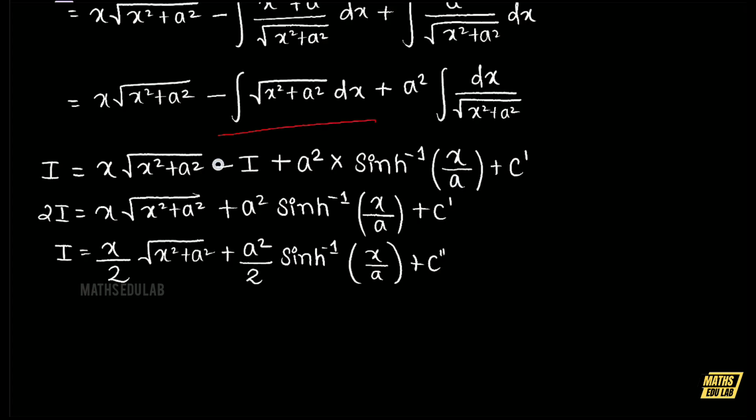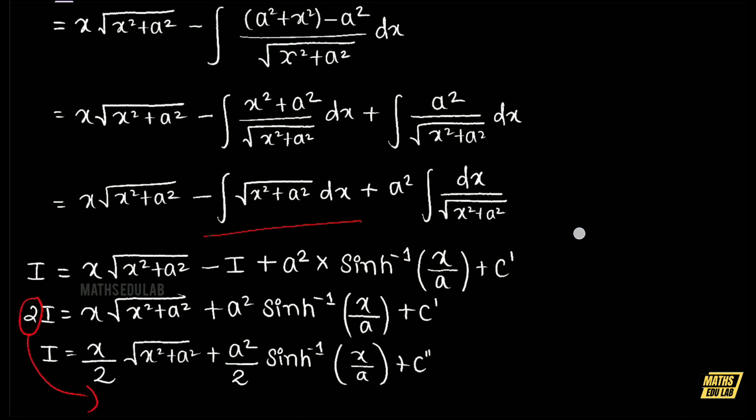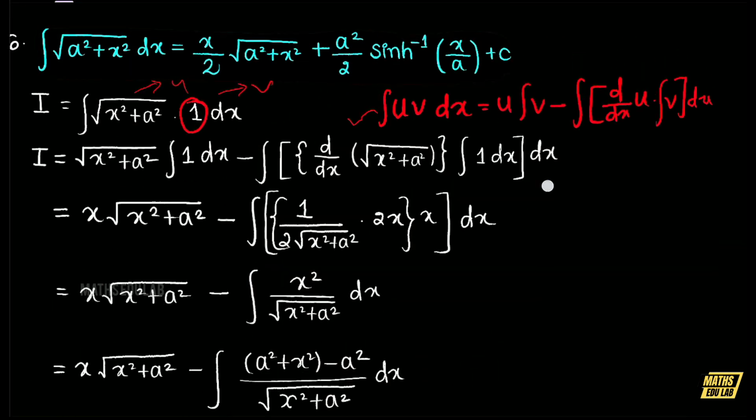Then on changing this I to the other side, we get 2I is equals to x root over x square plus a square plus a square sinh inverse x upon a plus c. Then this 2 will come to the other side and I can write I is equals to x upon 2 root over x square plus a square plus a square upon 2 sinh inverse x upon a plus c. So this is the last part of hyperbolic functions.